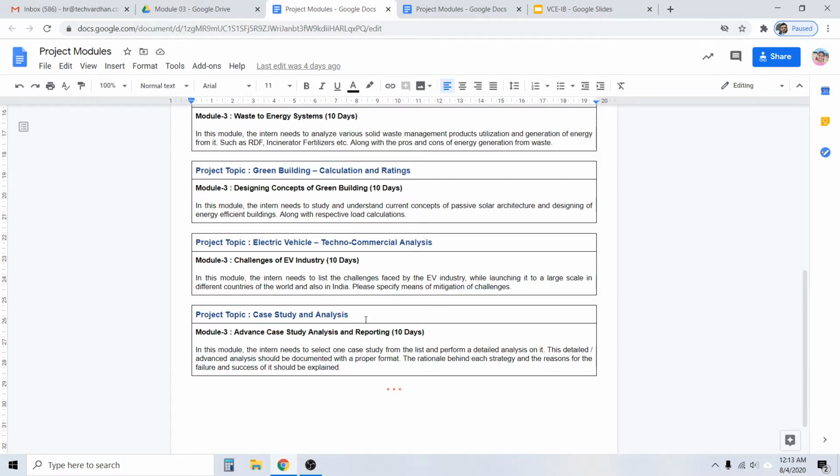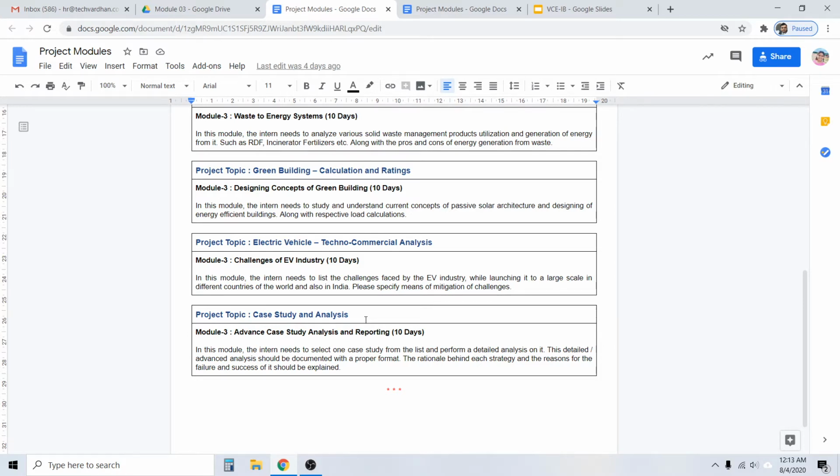And how you are going to do that, the reporting, there are few report formats we already uploaded in this folder. Okay, you need to follow that, or if you don't want to follow those reporting standards, you can follow your own reporting standard as well, whatever you think is the best way to report. Okay, so that is case study analysis, one case study but detailed.